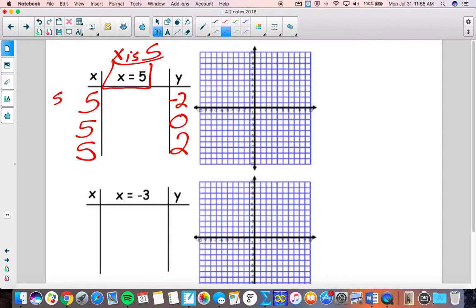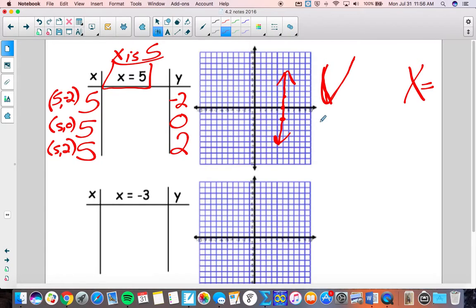X is 5. So 5, negative 2, 5, 0, 5, 2. Let's plot those points. 5, negative 2. So right 5, down 2. Right 5, stay there. Right 5, up 2. It makes a line. There it is. When you have x equals, it's going to make a vertical line. And the slope of vertical lines is undefined. So you can use the word VUX to remember that. VUX, V-U-X, x equals, makes a vertical line through whatever number on the x-axis that the x is going through.